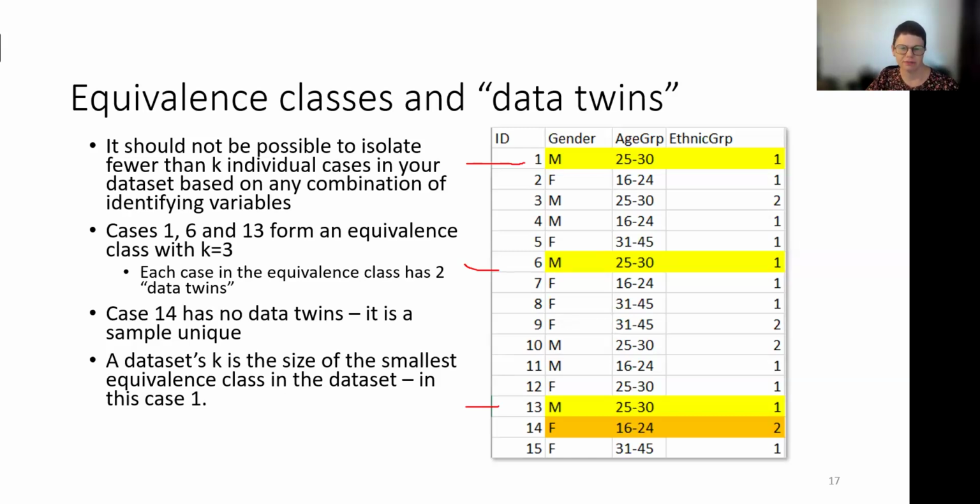On the other hand, case 14 has no data twins. Case 14 is a sample unique. If I know a person who matches these characteristics, I can look at the data and I can find that person and I can say there's only one of them, so that's the person I know.